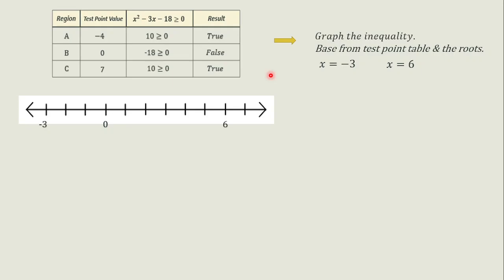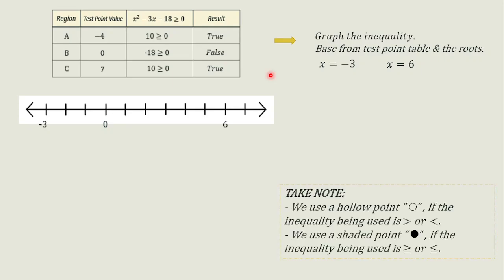But what is the rule in using those two types of point? Take note, we use a hollow point if the inequality being used is greater than or less than. It means we put a hollow point on the roots that we will plot on the number line. Next, we use a shaded point if the inequality is greater than or equal to, or less than or equal to. The reason it is hollow for greater than and less than is that the point is not included, because it is only greater than or less than.